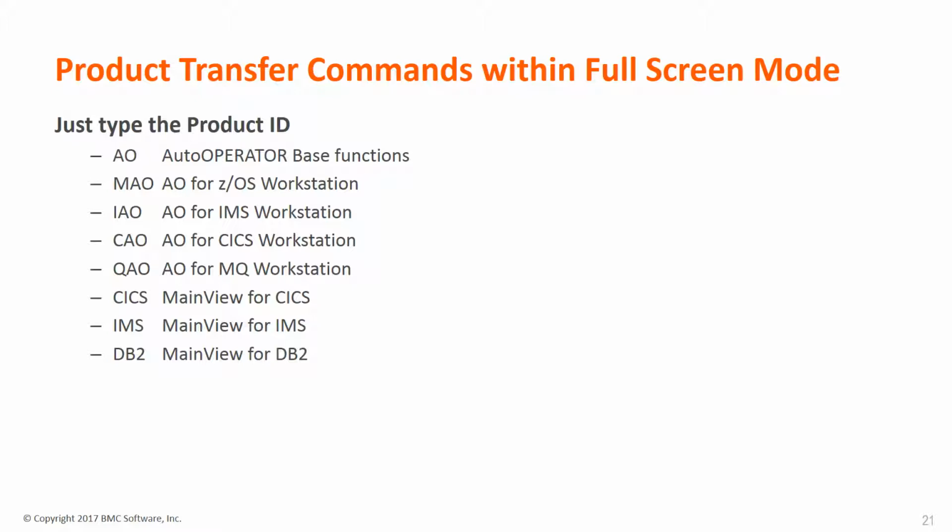You can transfer to various products within full screen mode using these short keywords. I'm not going to read them all, but I'm going to leave them on the screen for a second. They're pretty straightforward. All the AOs end with AO, and then the first character indicates the area that is being supported with that solution. And of course, CICS, IMS, and DB2 are really pretty straightforward. It's just CICS, IMS, and DB2.